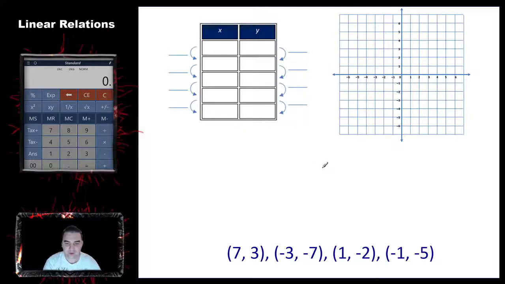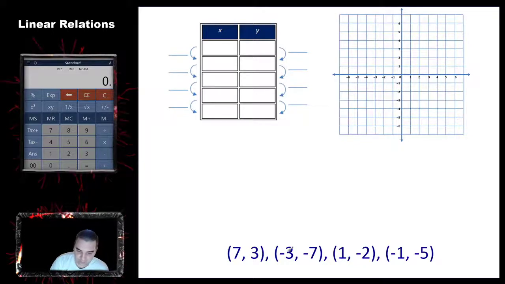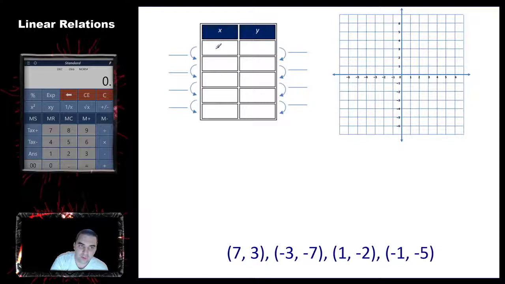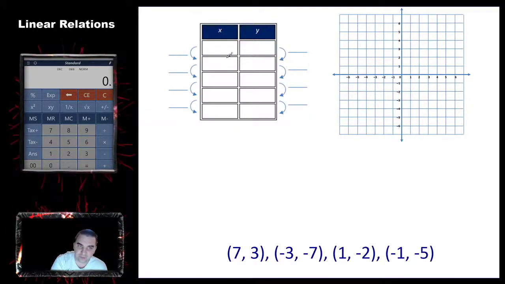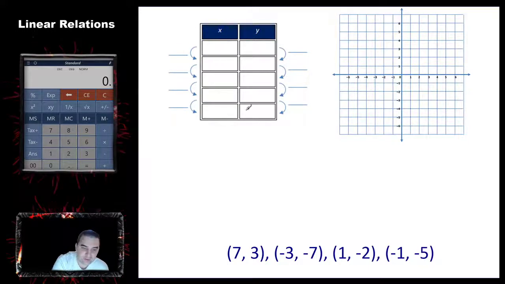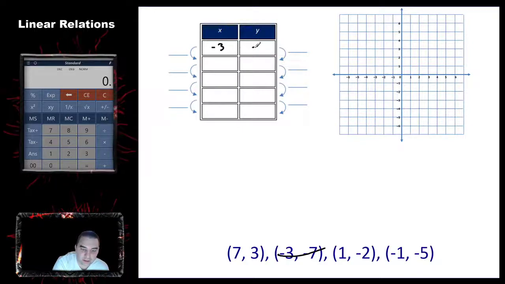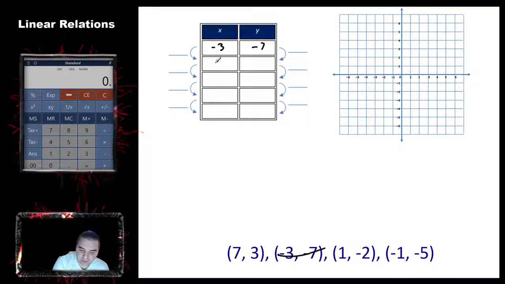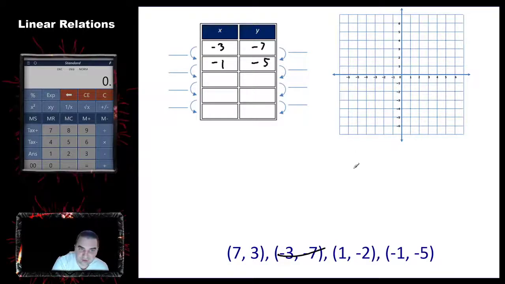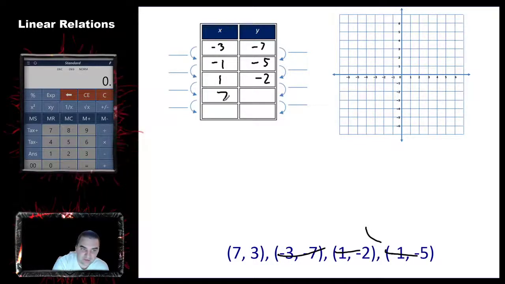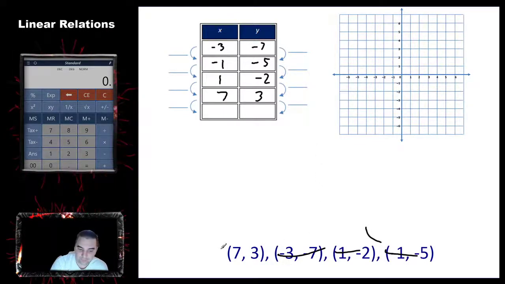Okay, here's the first one. I'm going to do that same thing I did before. I'm going to do them starting with the smallest x and then increasing from there, just so it's laid out in a nicer way. So my smallest x is minus 3, minus 7. So I'll do that one first. Minus 3 and minus 7. Then I have minus 1 and minus 5. And then I have 1 and minus 2. Then I have 7 and 3.